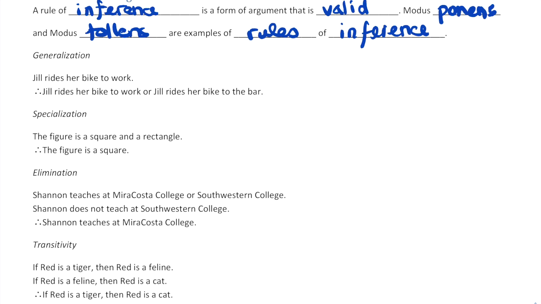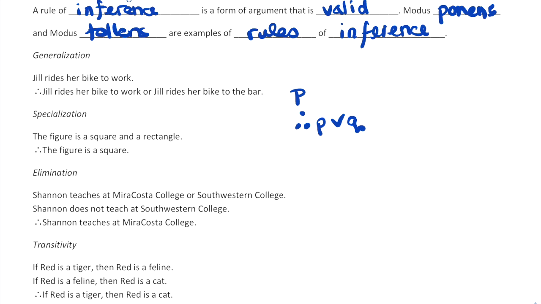Now, let's just look at these different formats. Generalization, that's a certain technique, okay? Jill rides her bike to work. Therefore, Jill rides her bike to work, or Jill rides her bike to the bar. You can make a generalization like that. So in symbolic form, it starts out with P, and then you get, therefore, P or Q. The reason we can do this is that when you have an or statement, only one of them needs to be true, and you already know that P is.